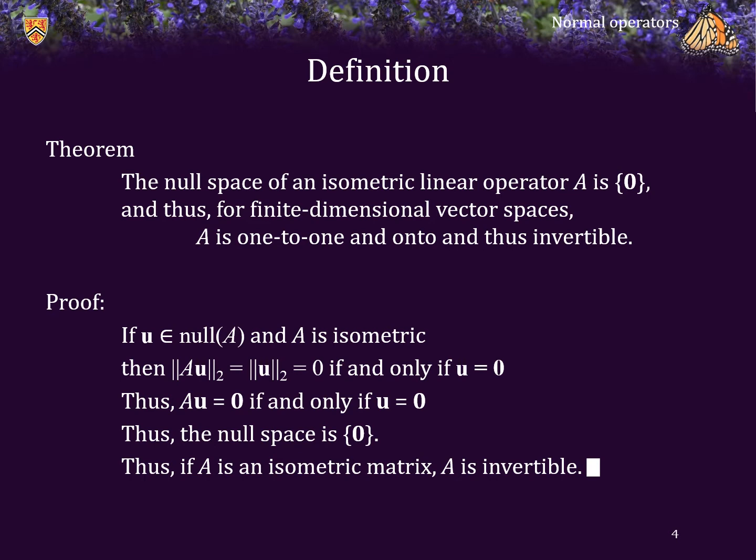Thus, if A is an isometric matrix, then A is invertible. Because after all, a matrix that is square is invertible if and only if it is one-to-one and onto. It is one-to-one and onto if the null space is just the 0 vector.